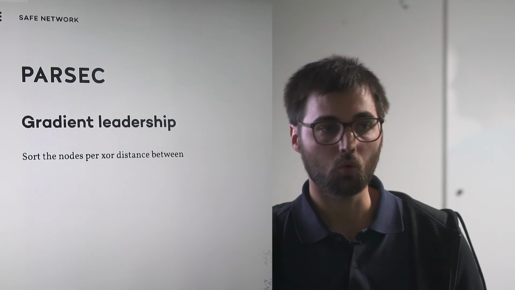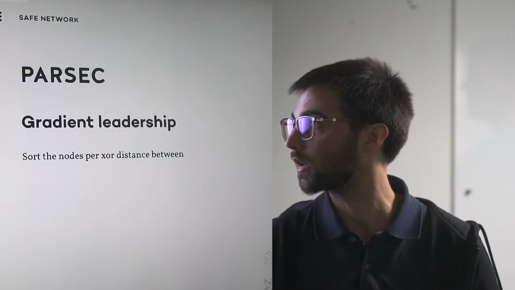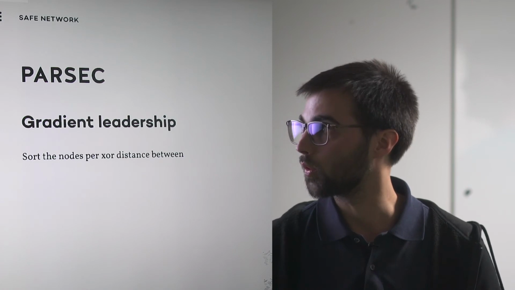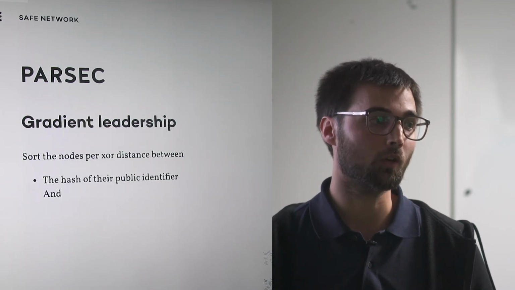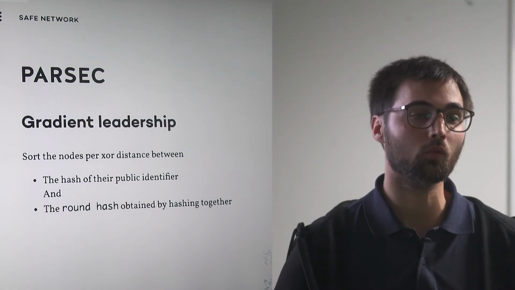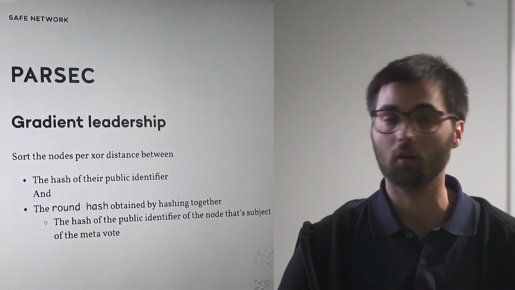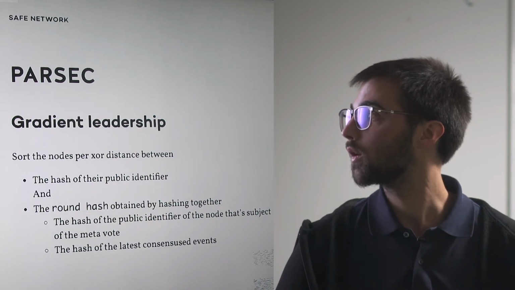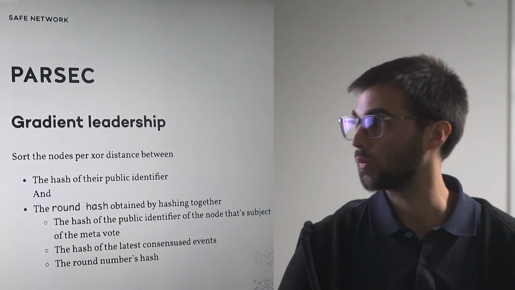So to obtain the gradient leadership, the ranking of the nodes that's different at any time, well, that's what we always do to get kind of random stuff. We use hashes. So we sort the nodes in terms of the XOR distance between their own public identifier and what we call the round hash. The round hash is just something that's constructed so that it's different all the time. It's the hash of the identifier of the subject of the metavote concatenated with the hash of the latest consensus gossip event concatenated with the round number's hash.